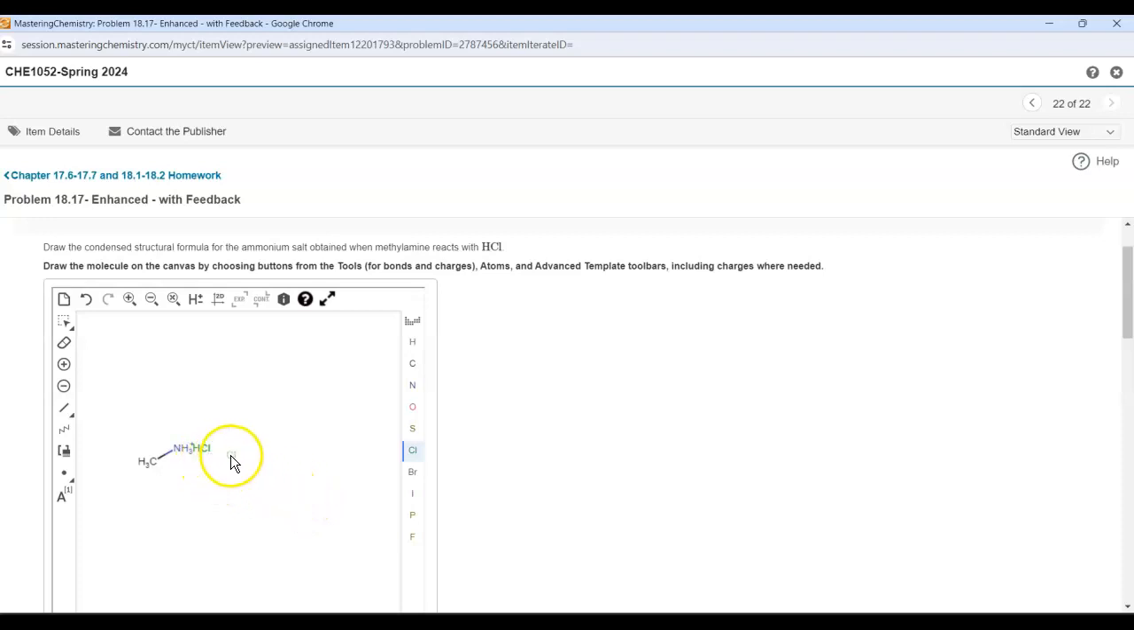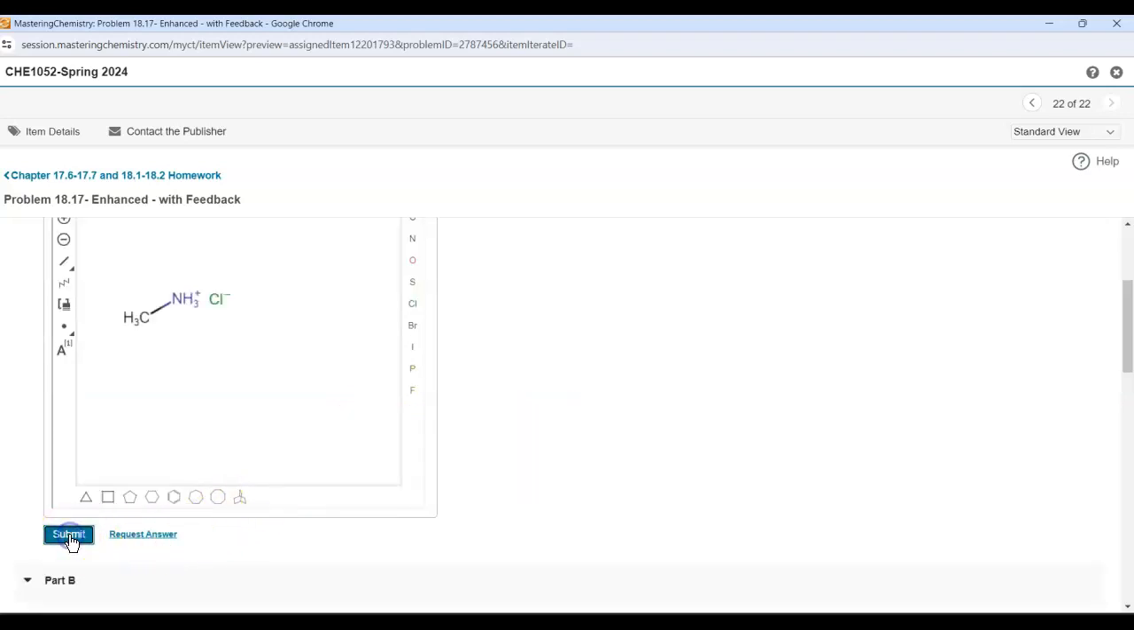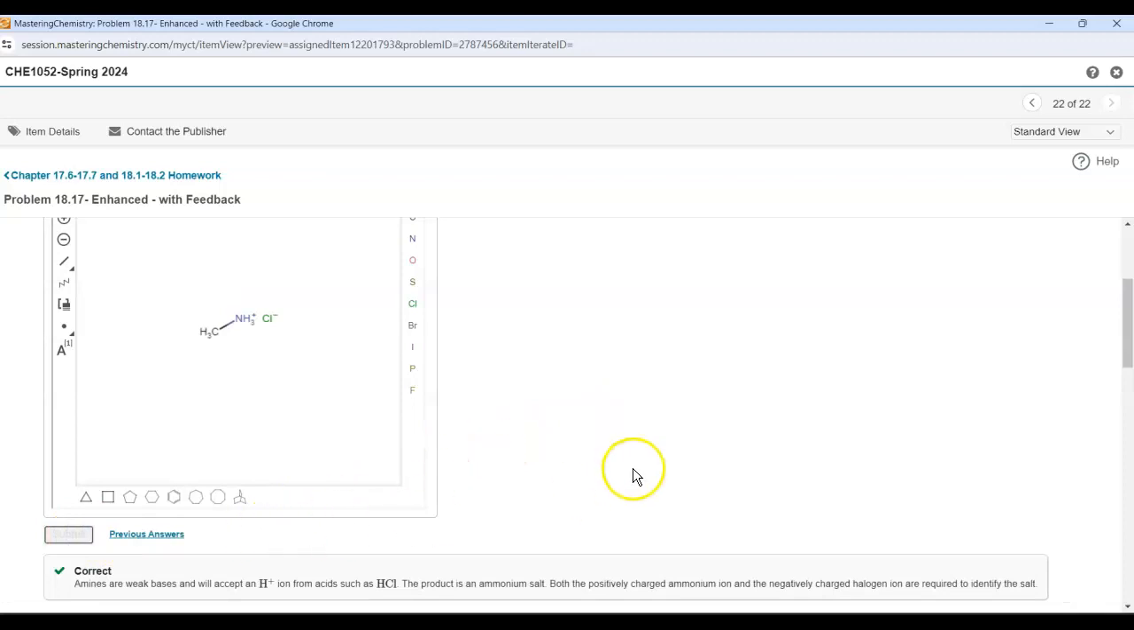that, and you see that now it shows as a HCl, but that's not what we need. We need to make a charge. So just click the negative charge and bring it here and put it on the chlorine atom. So that makes the chloride ion. So this is the methyl ammonium chloride. Okay, click submit and then that will accept your answer.